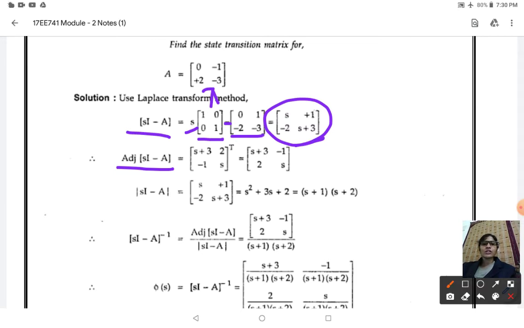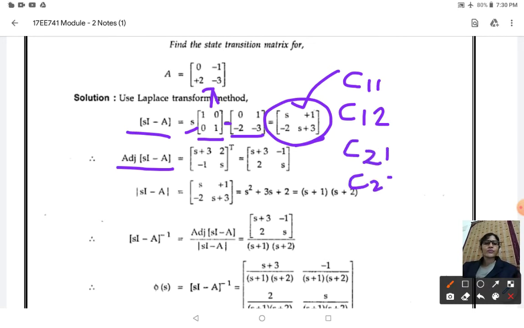Now in this, for this particular matrix, we need to identify the cofactor. So we need to identify what is C11, what is C12, then what is C21, what is C22. Now C11 is minus 1 to the power of 2 times the minor of the element. It means that the first row, first column in sI minus A we should cancel. So if you cancel the first row and first column, what you are getting? You are getting s plus 3. So here C11 is going to be s plus 3, which is mentioned over here.